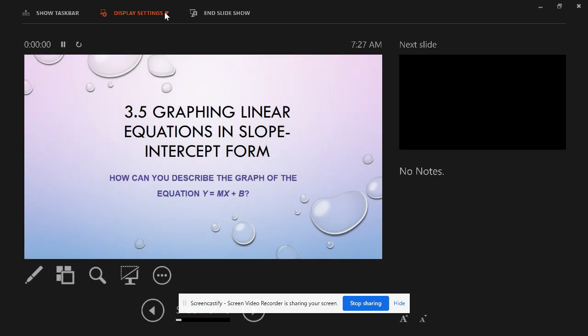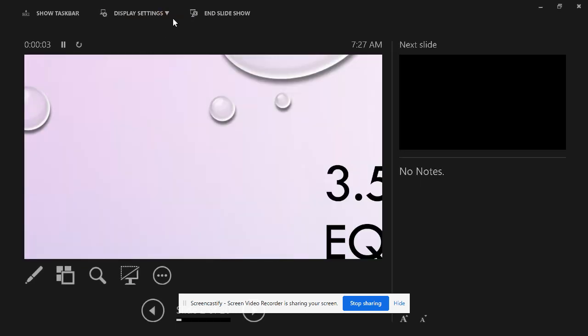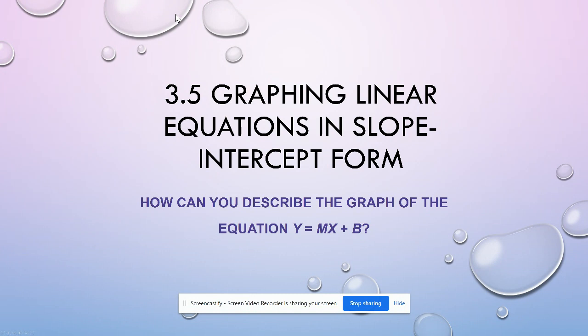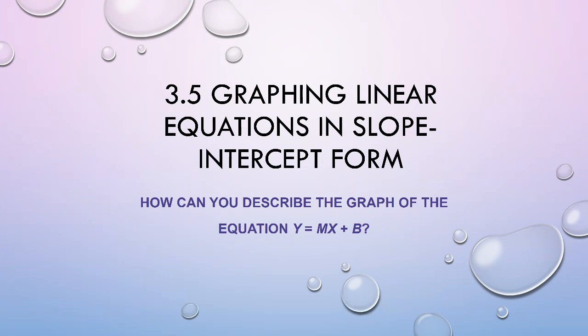We're going to continue chapter 3 and focus today on graphing linear equations in slope-intercept form. So last lesson we graphed in standard form by finding the intercepts. Now we're going to be graphing in slope-intercept form.